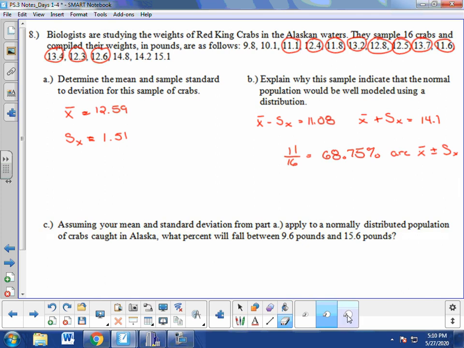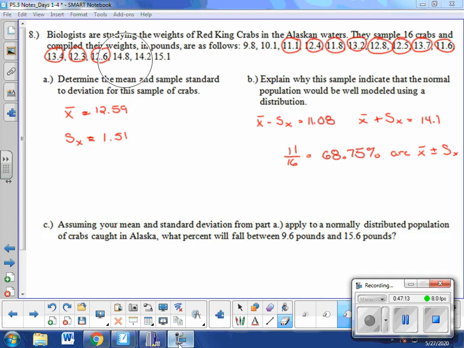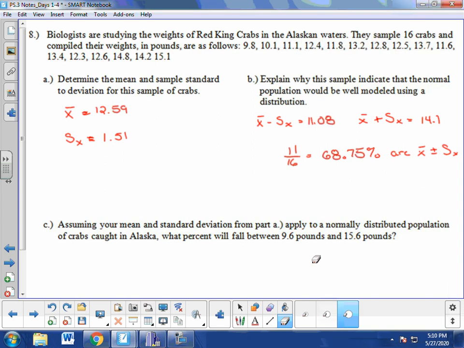And if we checked two standard deviations from the mean, we could go a little bit further. If we were uncertain about these results, we could check to see what it would be two standard deviations from the mean, and we would find, again, a very close representation of the data. So we would say that this sample indicates that the normal population is pretty close to a normal distribution.